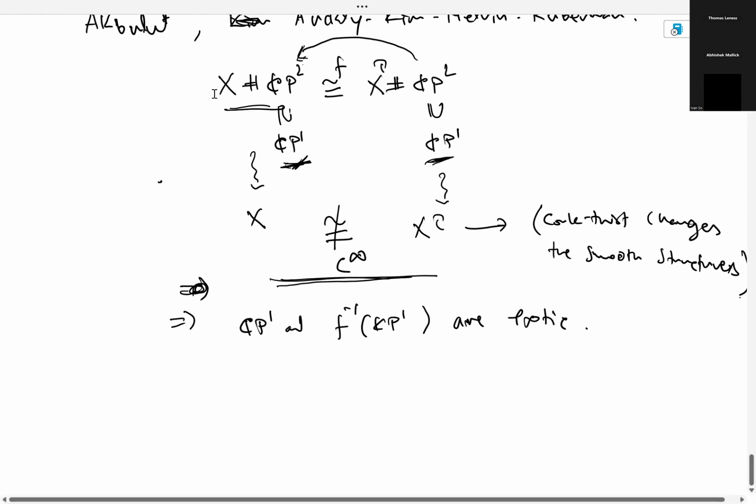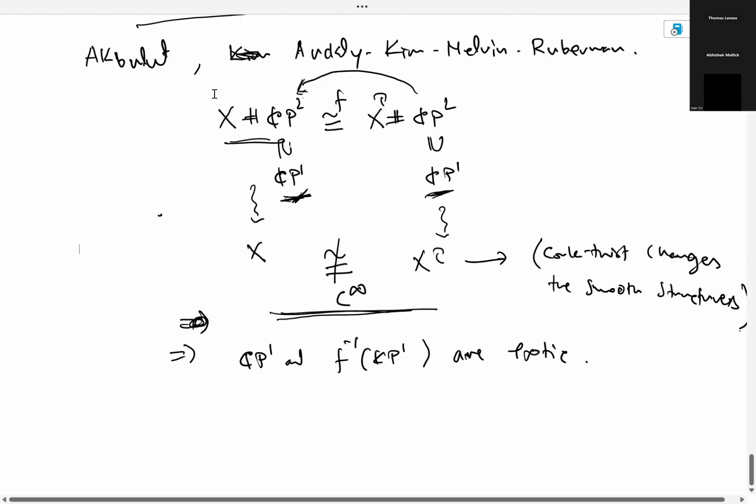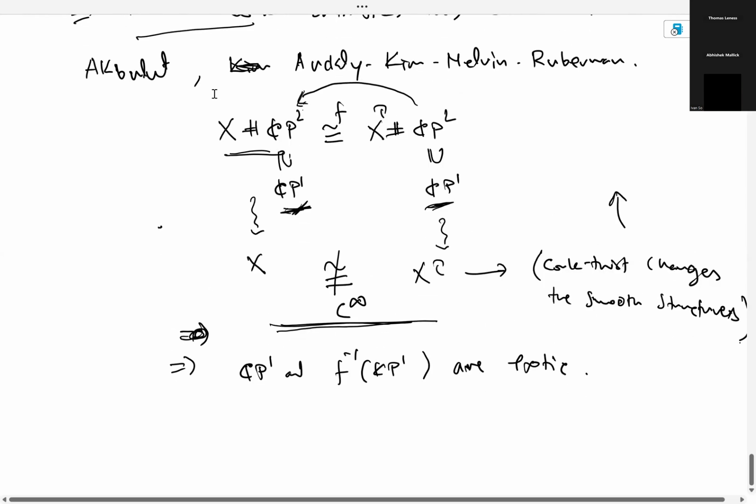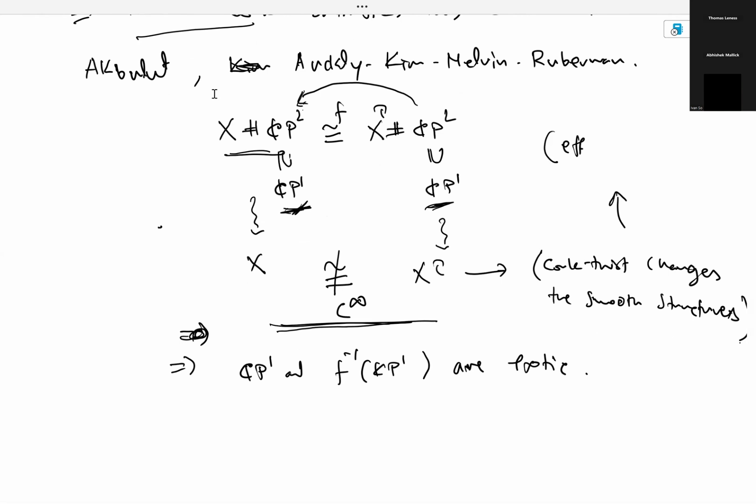Okay, so let me make a definition here. Maybe I should have mentioned this earlier. The situations where you have an embedding of a cork and the cork twist in fact changes the underlying smooth structure, you call it an effective embedding of the cork inside the 4-manifold X.